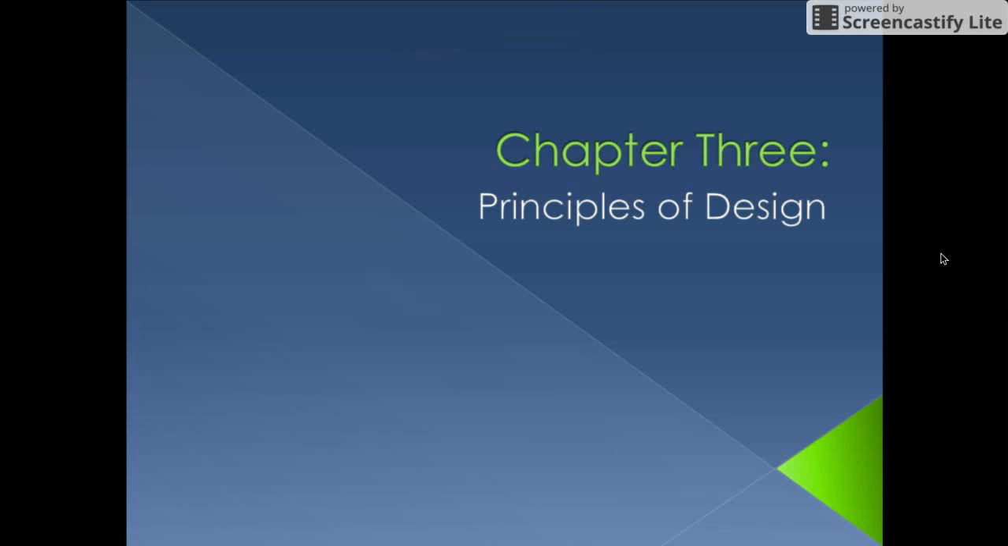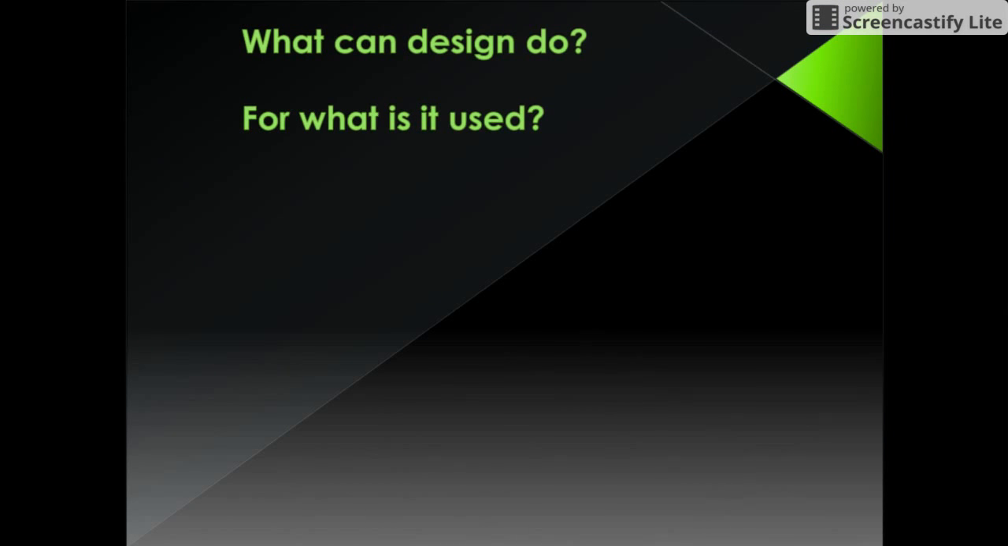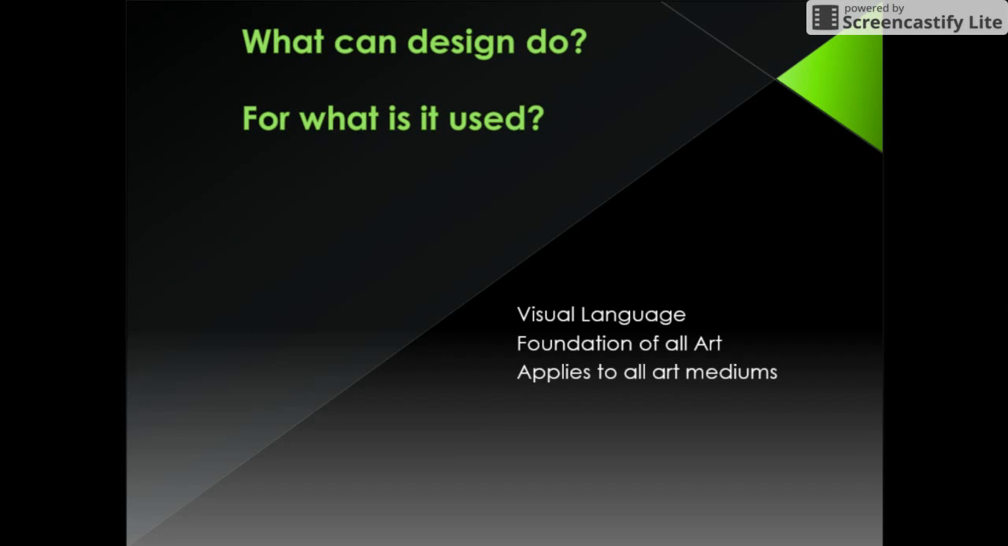Chapter 3, Principles of Design. This chapter is going to deal with how we construct composition. So, how we deal with things like space, how we think about figures and grounds and their placement, and so forth. So, the first question is, what can design do and for what is it used?